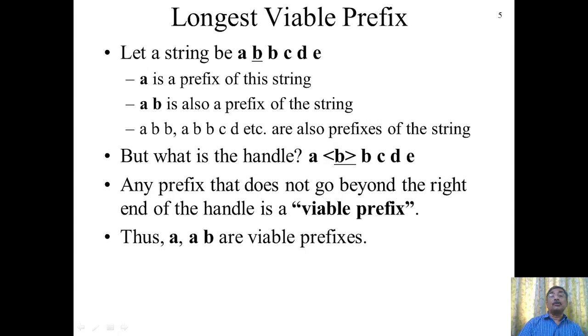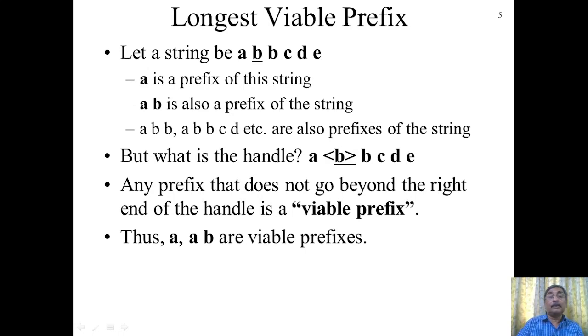Now, any prefix that does not go beyond the right end of the handle is a viable prefix. So this is my handle, and therefore any prefix that goes beyond this B is not a viable prefix. What is a viable prefix? A is a viable prefix, AB is a viable prefix. So these two are the only viable prefixes as of now, right? Viable because beyond that the handle is not available, and therefore in my context of parsing, which basically I am calling the handle finding exercise, the prefix that goes beyond the handle is not of my concern at all, right?